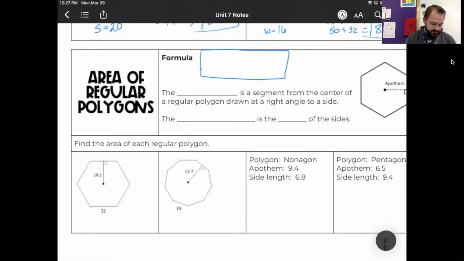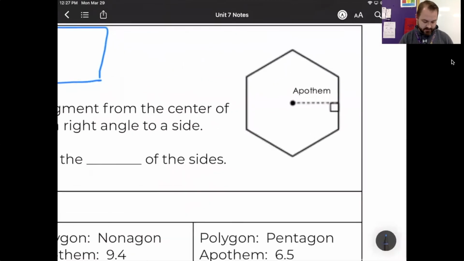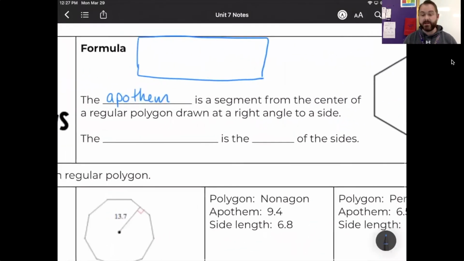The apothem, A-P-O-T-H-E-M, is a segment from the center of a regular polygon drawn at a right angle to a side, like this, from the center at a right angle to the side. That's called the apothem. We use a lowercase a there, because if I used a capital A, that'd be confusing, because capital A represents our area in all these formulas. So we want to use a lowercase a in this formula. That's the apothem. The other part of the formula is the perimeter.